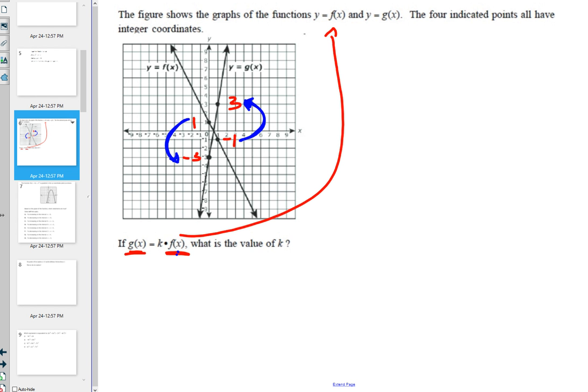1 times blank gives you -3. Yes, times -3. Does the same thing apply over here? Well, let's see. -1 times what gives me 3? Also -3. So this k that we were looking for here is -3. On the Google form, we would have just put -3. F of x is the line that has the 1s on it. It has these 1s. So what would I multiply that by to turn it into the y's of g of x?